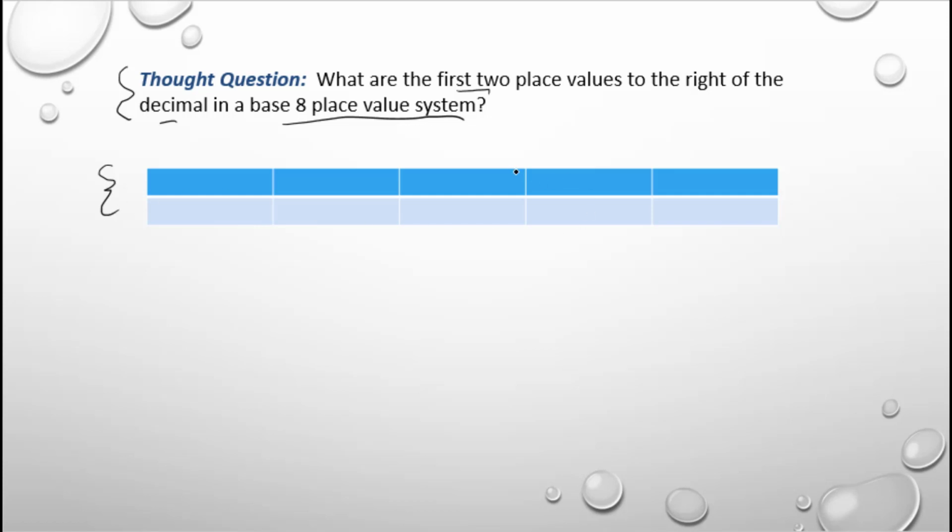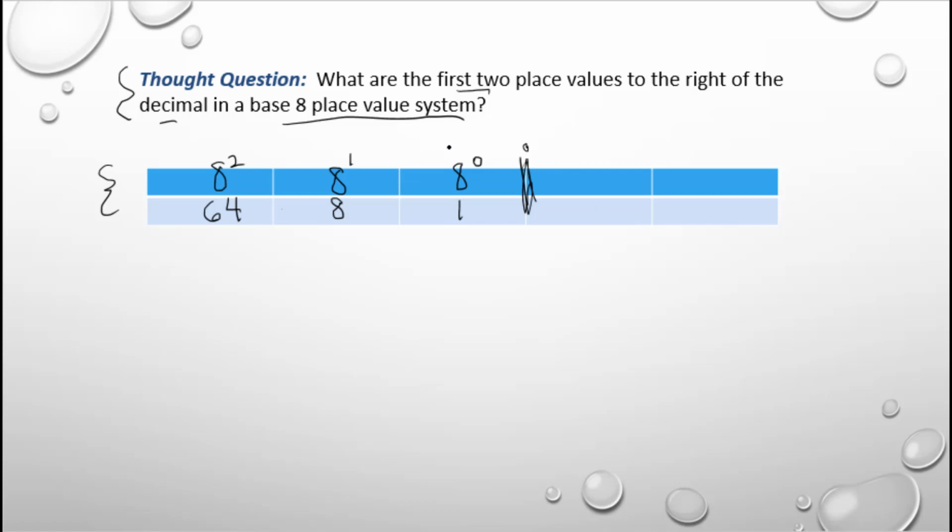Let's put the decimal right here. I'll put it right there. That's the decimal point. That separates the ones from the fractional remainder. So this obviously has to be 8 to the 0 power, because the first place value is always the ones. And then the next place value will be 8 times bigger. So that's 8 to the first power, which is 8. And then the next place value will be 8 times bigger, which is 8 times 8, which is 64.